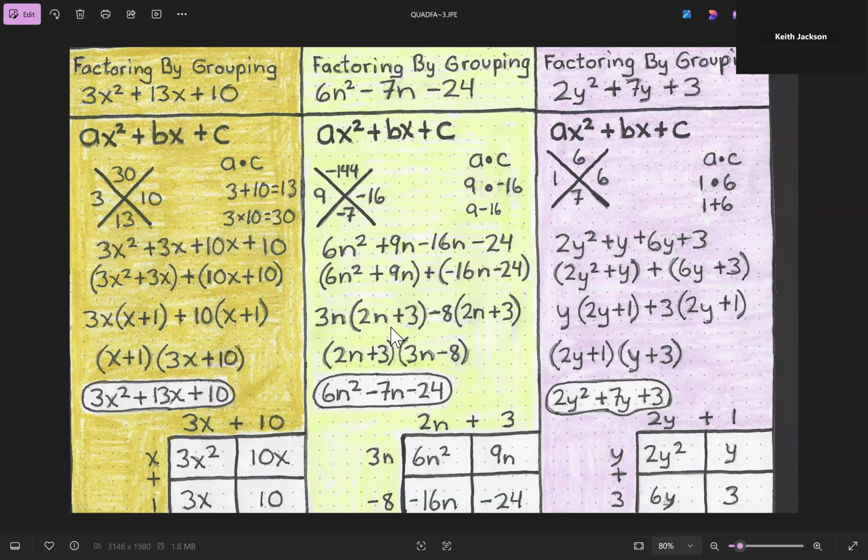We have our common factor of 2n plus 3, which we're going to put over here. And then we're going to use this 3n and this minus 8. We're going to make it another factor right here, just like you see that right here.